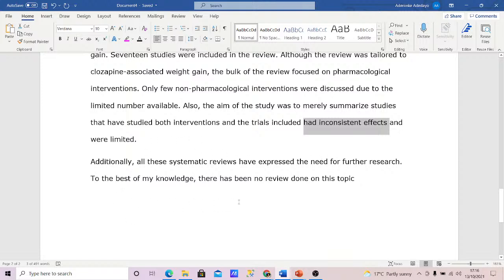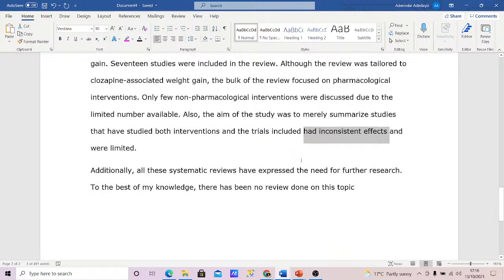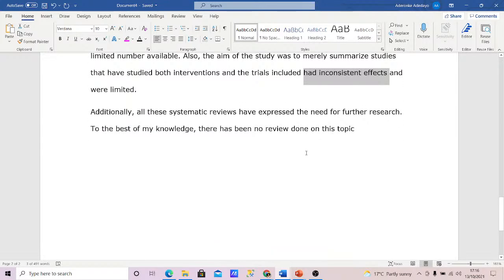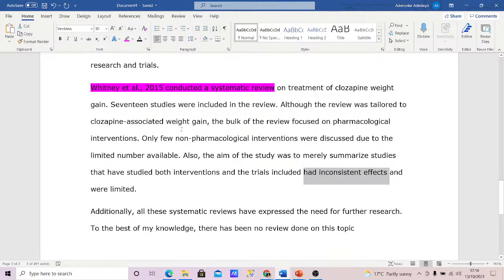To the best of my knowledge, there has been no review done on this topic that I have chosen. I have checked, and there has been no review that has categorically explored the systematic review now, not a primary study. There are primary studies, but there are no systematic reviews that have explored the non-pharmacologic interventions in relation to antipsychotic associated weight gain. Okay, so that's what this is all about.